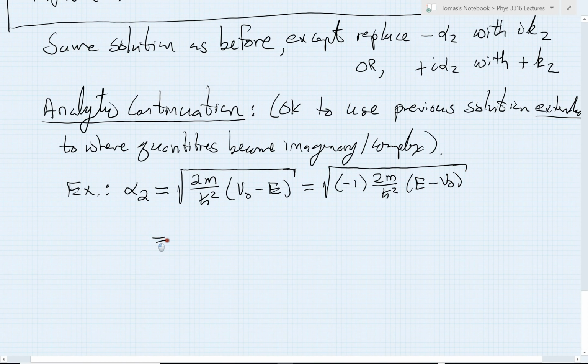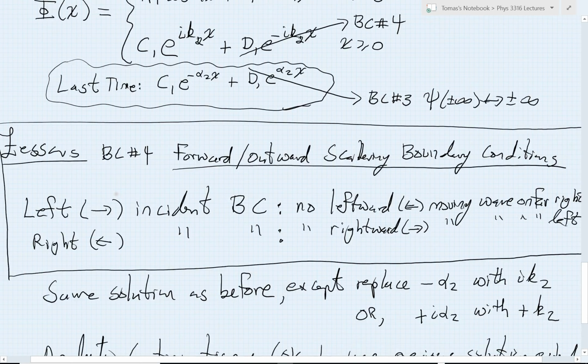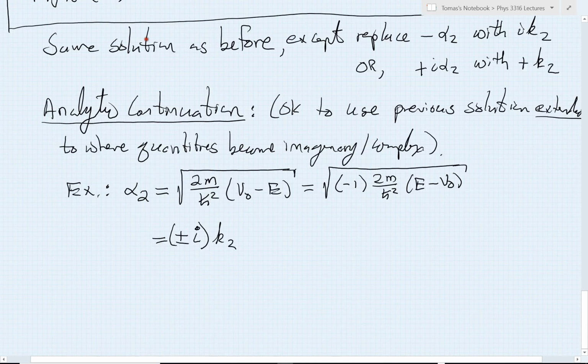And if I continue with my arithmetic, I can factor out the square root of minus 1, which is i, but we have to be a little careful. Square root of minus 1, we don't know necessarily which sign to take. It would be plus or minus i. We will come back to which sign is appropriate. And then I have this square root of the remaining pieces, which is precisely the definition of K2. So what this is saying is I could have taken my previous solution, which had the e to the minus alpha 2 x, and just use the fact that alpha 2 is mathematically equal to plus or minus i k2.